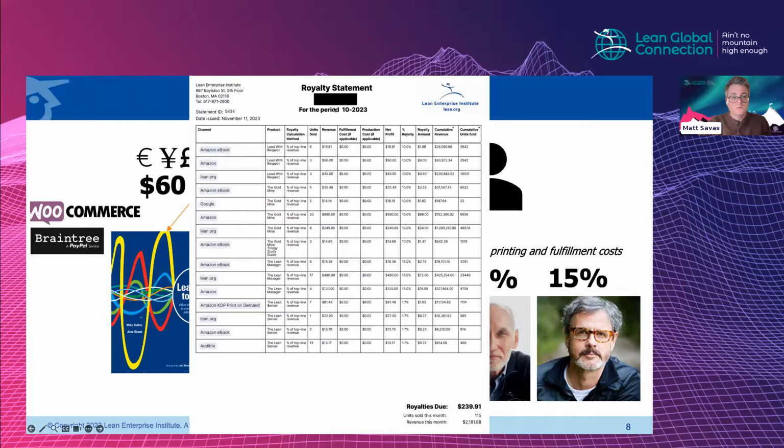And to get something like this, this is an actual royalty statement for an author, gives all the channels, the book they sold, the number of units, and then it spits out the actual royalties that are due to that author every month.